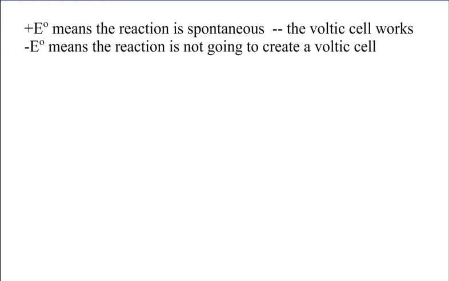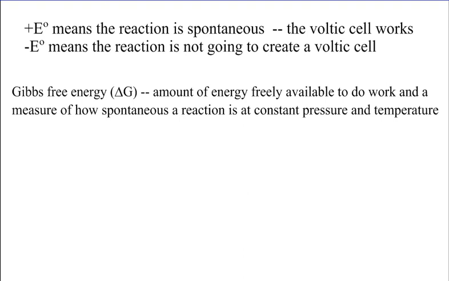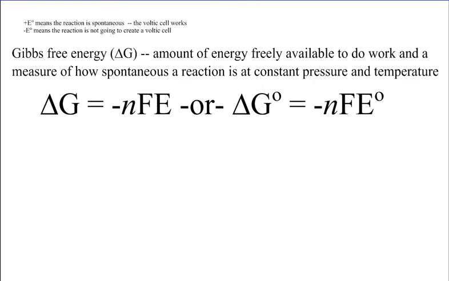Now, how much work your cell is actually capable of doing, how much work is actually available to be used, how much energy is freely available to be used, is actually its own value in chemistry, and it's called Gibbs free energy. And we symbolize it with delta G. It also tells us how spontaneous a reaction is at a constant pressure and temperature. The formula for Gibbs free energy is delta G, so Gibbs free energy equals the negative n F E.